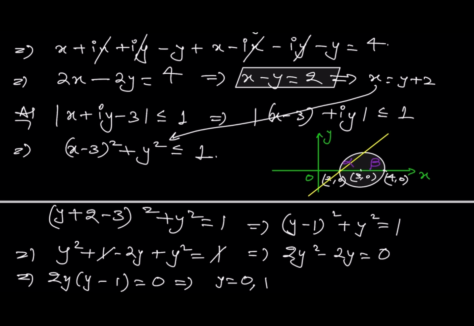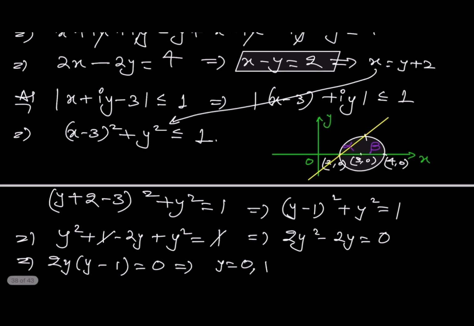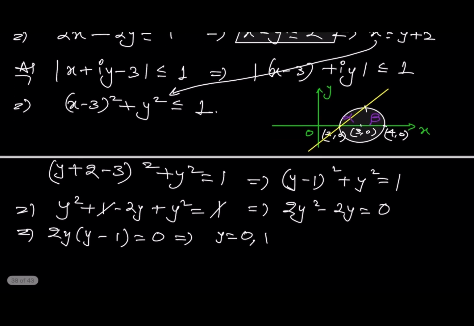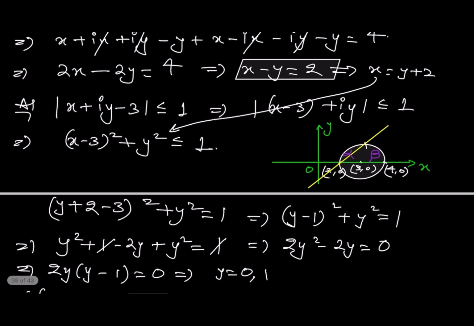So this point of intersection must have y coordinate as 1, right? Because the other one is having 0 as y coordinate. Now if y is equal to 1, it implies x is equal to 3. Okay, so it is a perpendicular basically passing through the center, right? So this is 3 comma 1.